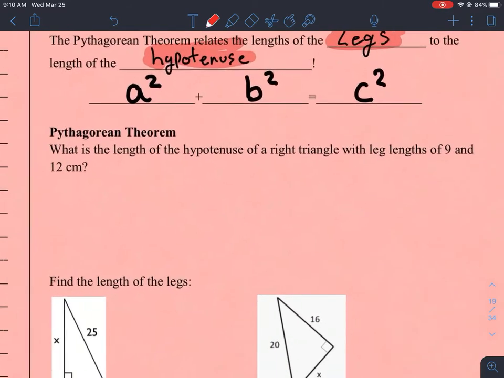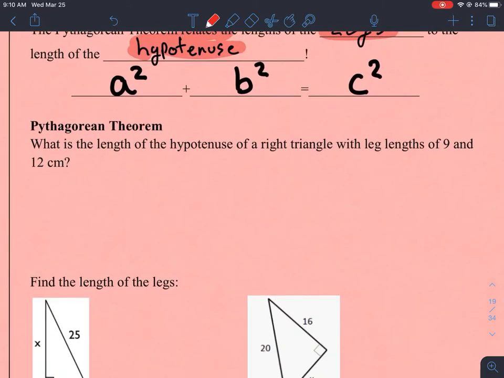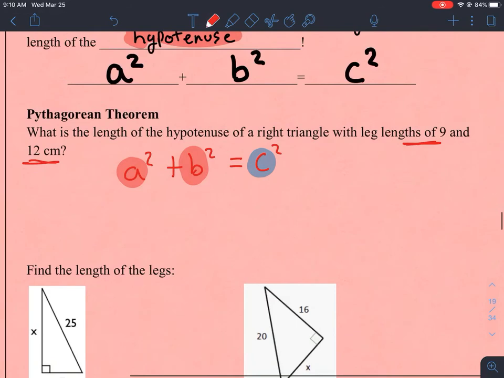Looking at the first one: what is the length of the hypotenuse of a right triangle with leg lengths of 9 and 12 centimeters? If we go back to a squared plus b squared equals c squared, we have leg lengths of 9 and 12, so we know what a and b are. We are looking for c, the hypotenuse. So we can plug those numbers in. I've got 9 squared plus 12 squared, and this is going to equal c squared.